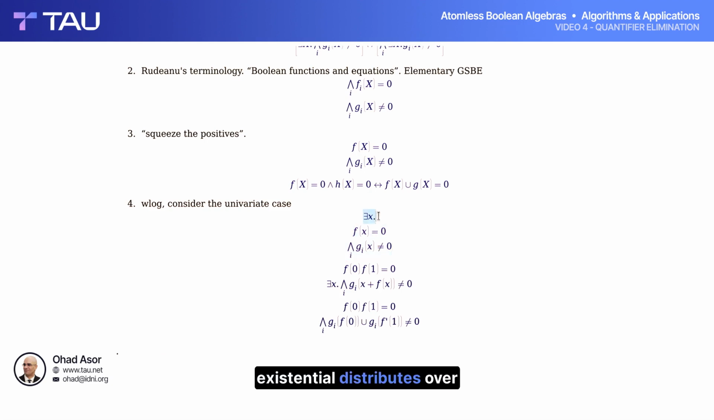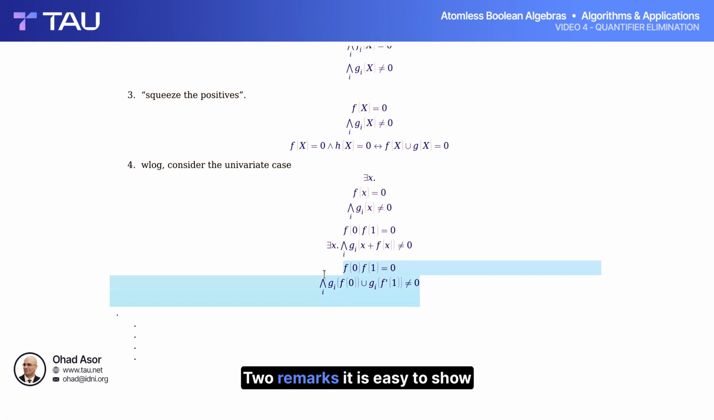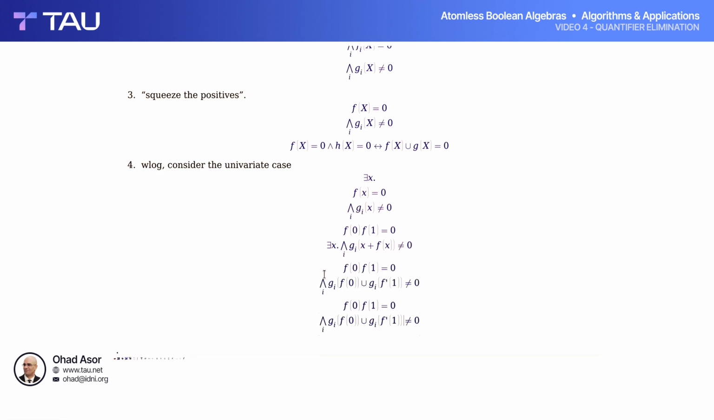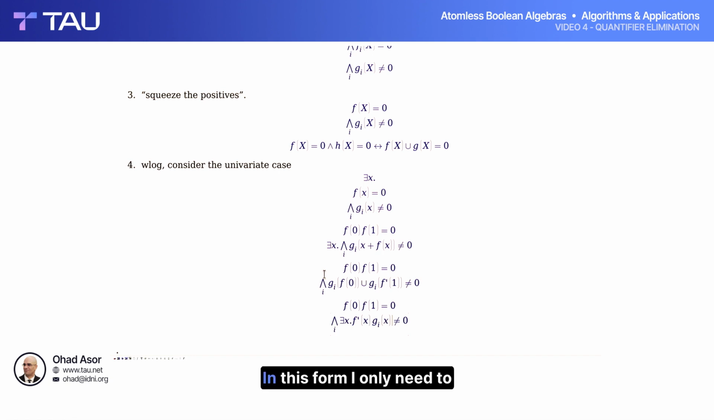Of course, existential distributes over disjunction. Therefore, what I showed you here is a complete algorithm for quantifier elimination over atomless Boolean algebras. Two remarks. It is easy to show that there is an even much nicer form, and it looks like this. In this form, I only need to multiply by the negation of f, and I don't need to perform substitution.